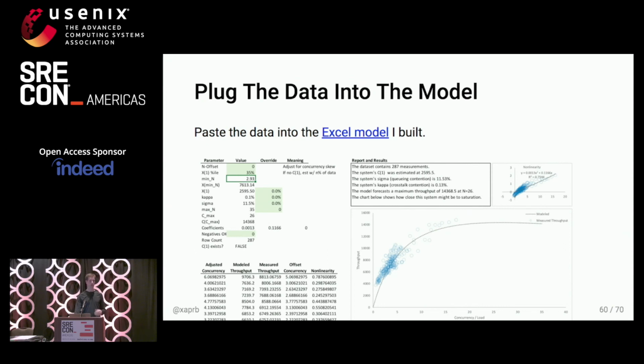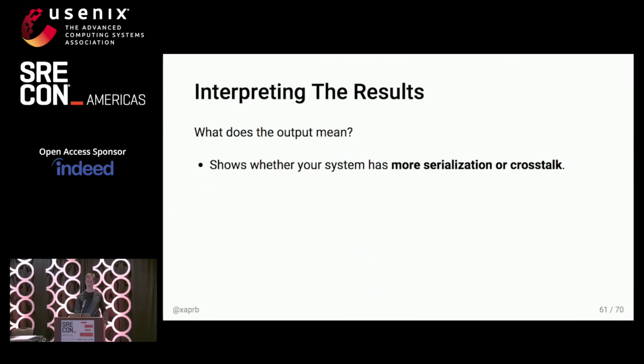So now that we've got the line fit through the points and we've got the parameter estimates, what does it mean? Now we have to interpret the output. A couple of things. One is it shows whether your system has more serialization or crosstalk, and that tells you where your bottleneck is coming from. Should you try and go make things more parallel, or should you try and reduce the cost of parallelism, for example? You just have to think about your architecture and where these costs are likely coming from.